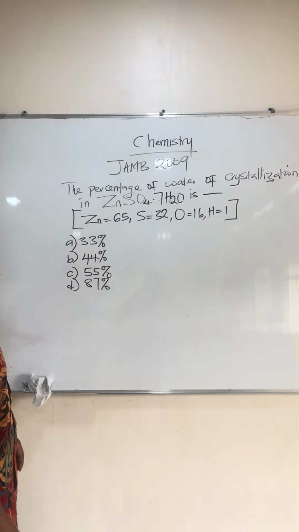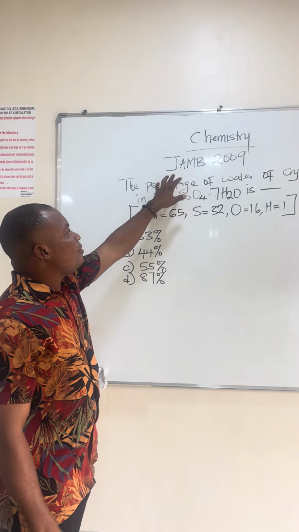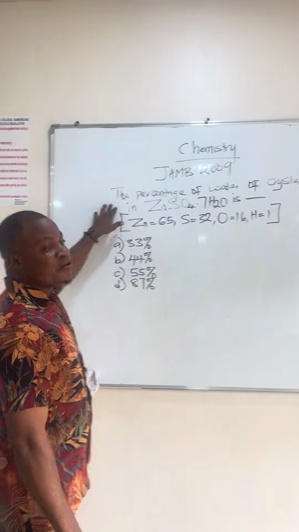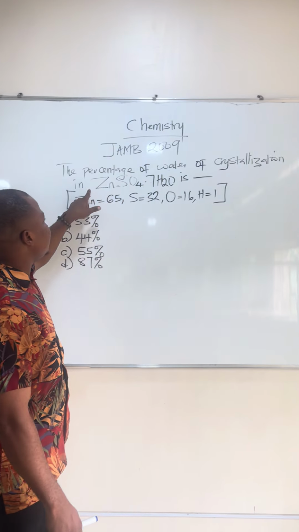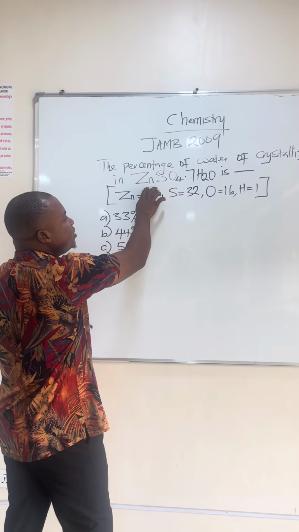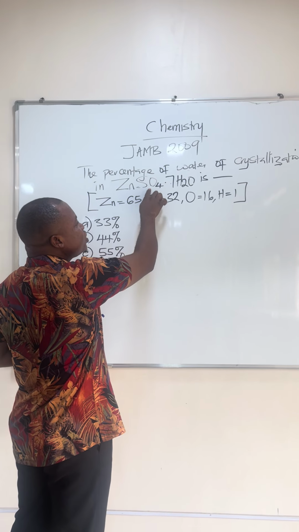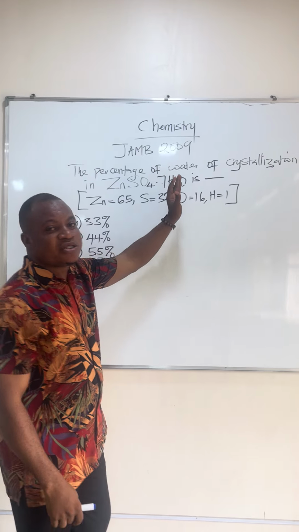All right, let's look at this chemistry question, JAM 2009. The question is, the percentage of water of crystallization in zinc sulfate heptahydrate is dash. Now, this compound given on the board is zinc sulfate heptahydrate. We are asked to calculate the water of crystallization.